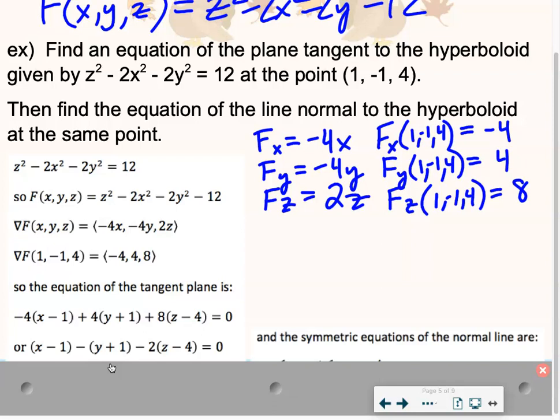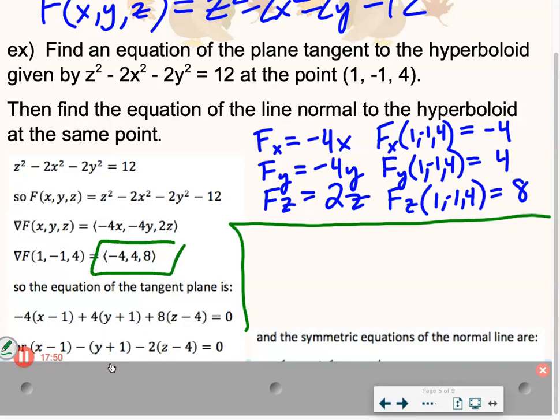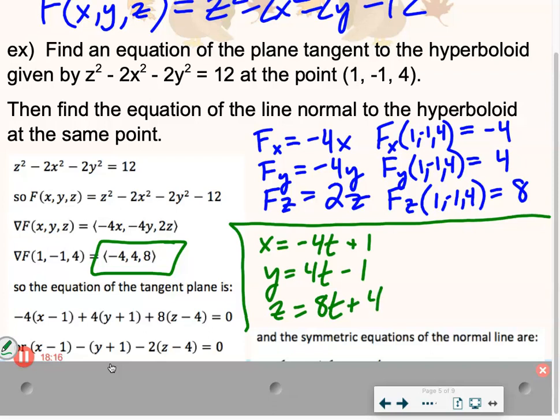Okay, so if we wanted to write the equation of the line, which your book is never going to ask you for until later, this would be our direction vector for the line. I didn't ask you for a format. I just said find the equation of the line. So you could say x equals negative 4t plus 1, y equals 4t minus 1, and z equals 8t plus 4, right?